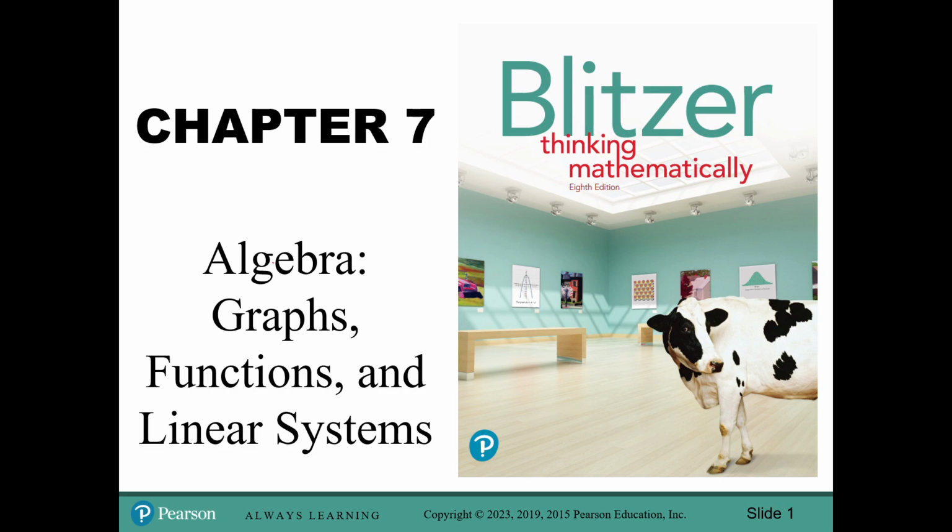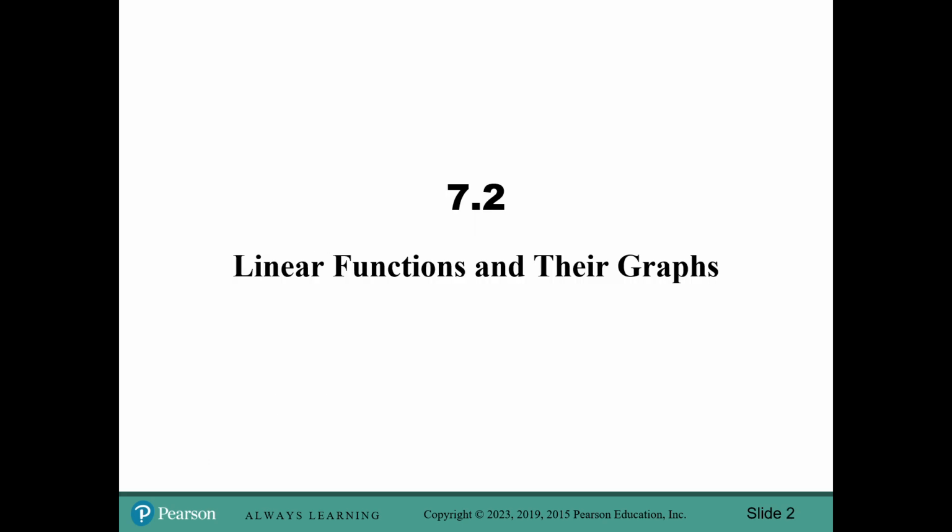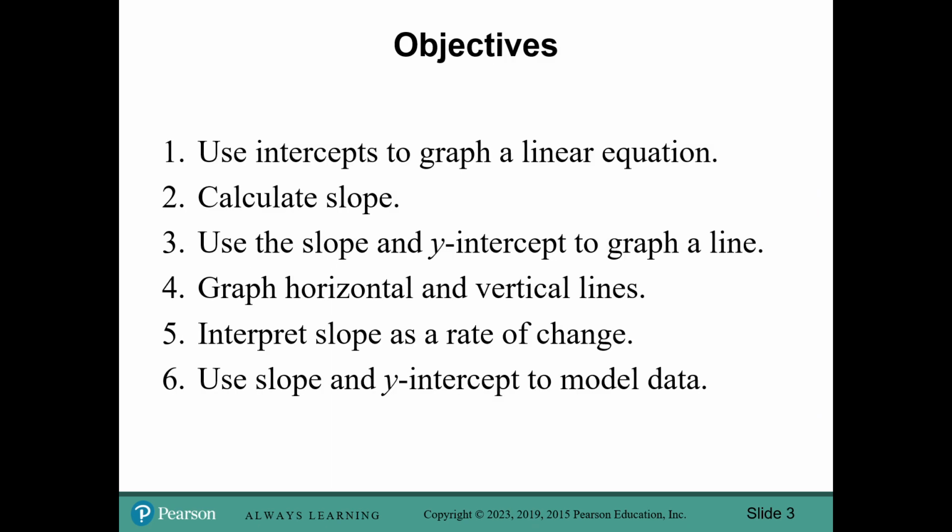Hello class, today we are going to do chapter 7, Algebra Graphs, Functions, and Linear Systems. We'll be looking at chapter 7.2, Linear Functions and Their Graphs. Our objectives today are to use intercepts to graph a linear equation, calculate slope, use the slope and y-intercept to graph a line, graph horizontal and vertical lines, interpret slope as rate of change, and to use slope and y-intercept to model data.